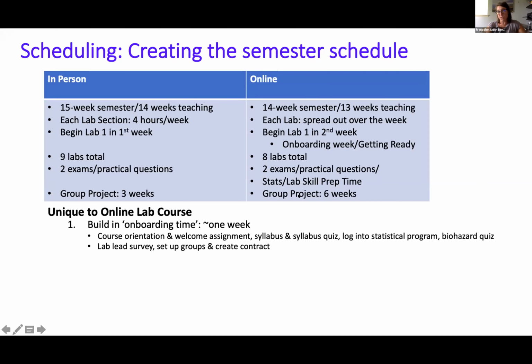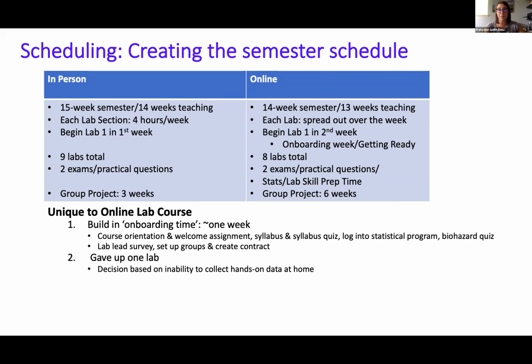So ultimately what was unique to the online lab course was this getting ready week, this onboarding week, where we had the course orientation and tours, the welcome assignments, syllabus and syllabus quiz, ensuring they could log into our statistical program, that we coordinated that lab lead survey and got the groups and the group contract all set up so that we were ready to go with our expectations working well with Lab 1.